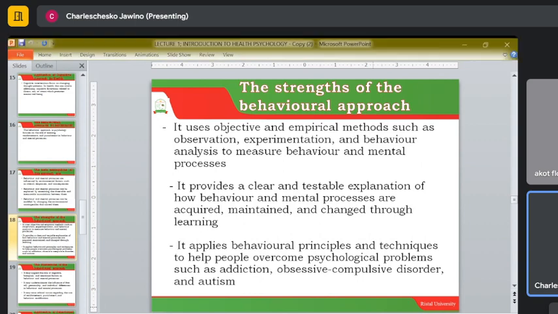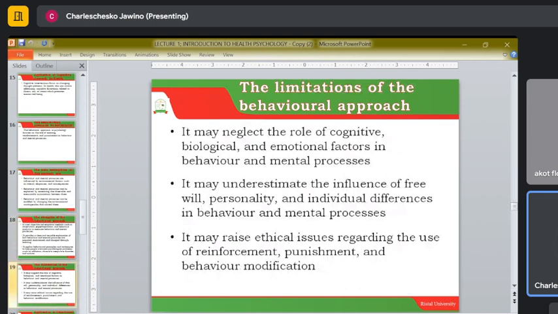When we go to the limitations of this approach, it may neglect the role of cognitive, biological, and emotional factors in behavior and mental processes. It may neglect the fact that people have different memory and reasoning capacities.